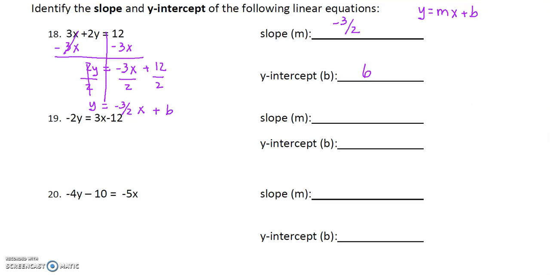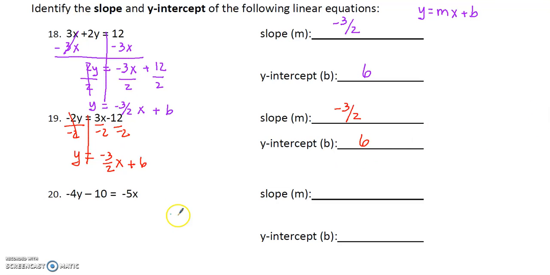Okay, let's try the next one. I just need my y by itself, so I just have to divide everything by negative 2. Gets rid of that. So that leaves me a negative 3/2 x, and then a negative 12 divided by a negative 2 is going to be a positive 6. So again, I'm going to have a negative 3/2 for my slope and a positive 6 for my y-intercept.